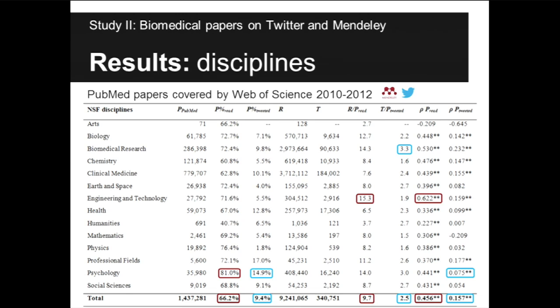Here we've got the number of readers, the number of tweets, the ratio between the numbers of readers and the proportions of papers that are read. So we see that in engineering, typically the number of different readers per paper is very high. So we have a lot of people on each paper. Then here, this provides us with the mean number of tweets per paper.